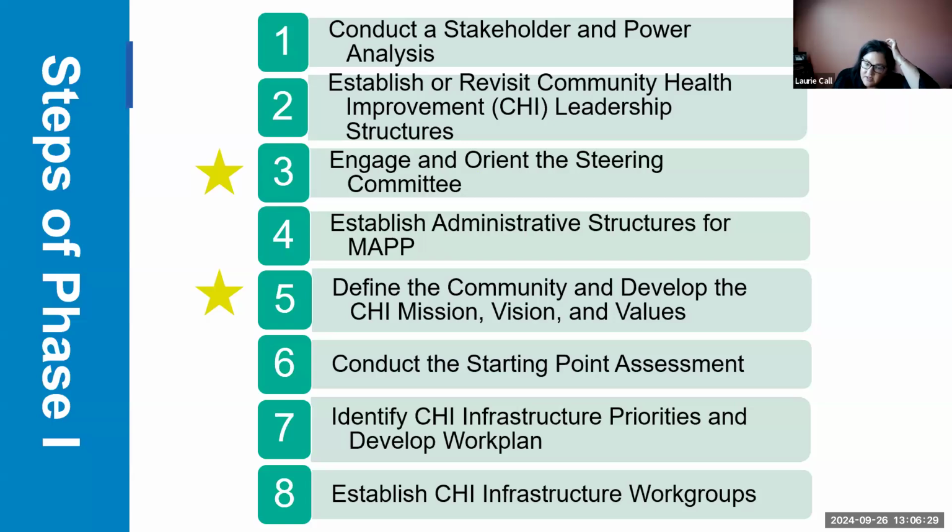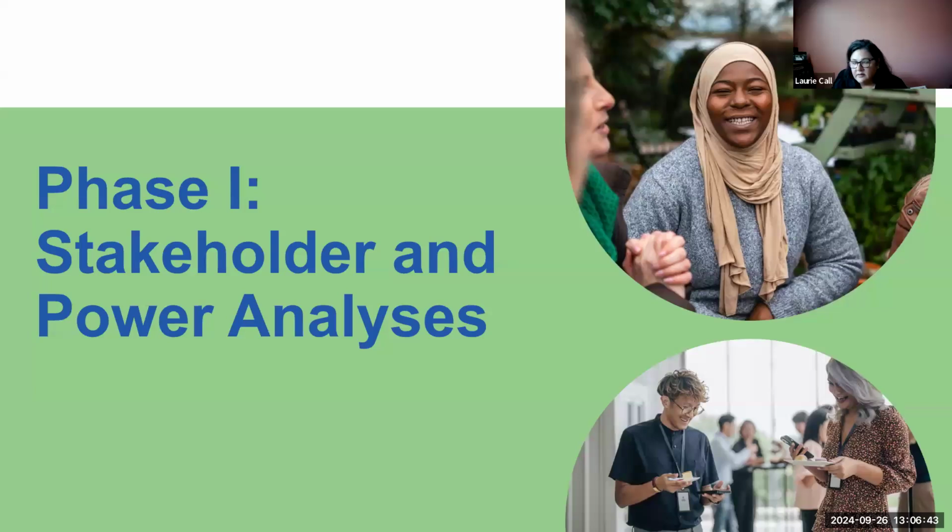So there's a variety of different steps. We're going to talk just about a couple today. One, we're going to talk about a stakeholder and power analysis, and we're also going to briefly talk about the starting point assessment. So the stakeholder and power analysis is a tool that is used here, and it's also used in the community health improvement planning portion of the process. We're going to do an activity related to it in the community health improvement planning portion.